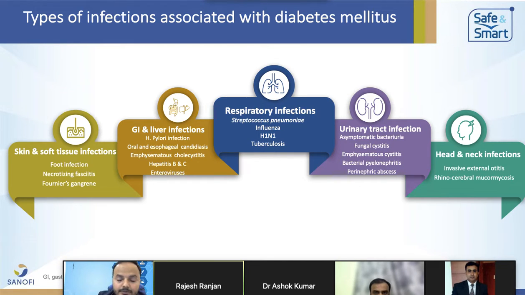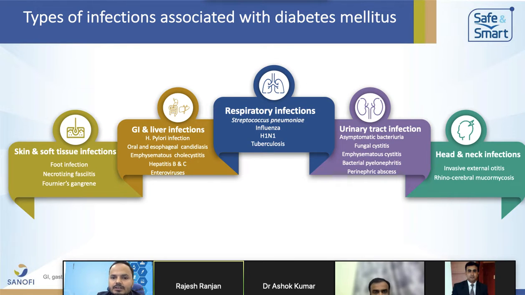Apart from that, some of the rare complications could be emphysematous cholecystitis. Hepatitis B and C are basically blood-borne, but in diabetes the complications may increase. Rotavirus is another virus which leads to diarrhea and other gastrointestinal manifestations. Respiratory infections are one of the common presentations.